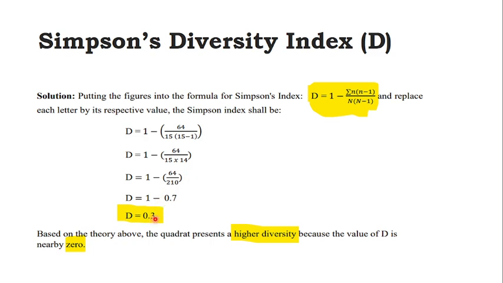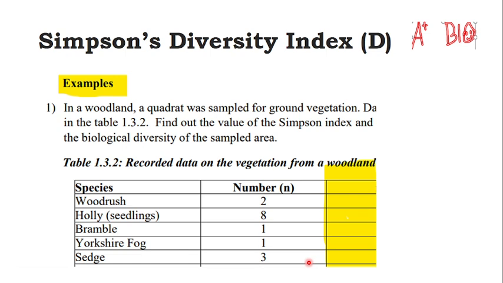Is 0.3 closer to 0 or closer to 1? Very good. It is closer to 0. It means once it is closer to 0, you have high diversity. Very good. I hope you are going to be able to solve a question like this in your national examination. Go and get your 4 marks. Your 4 marks are waiting for you.